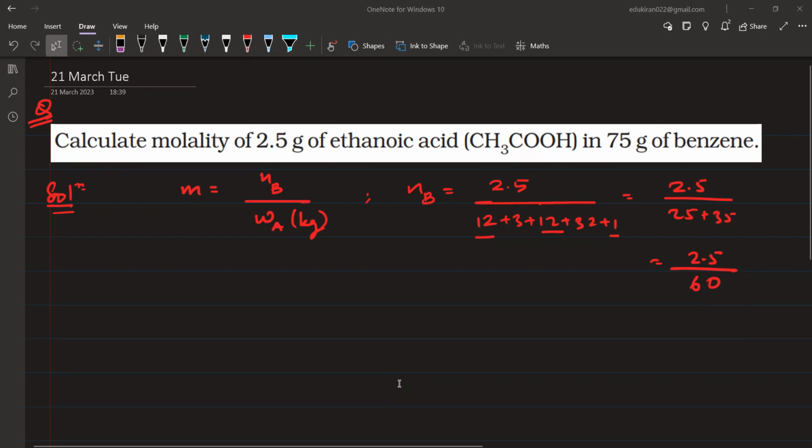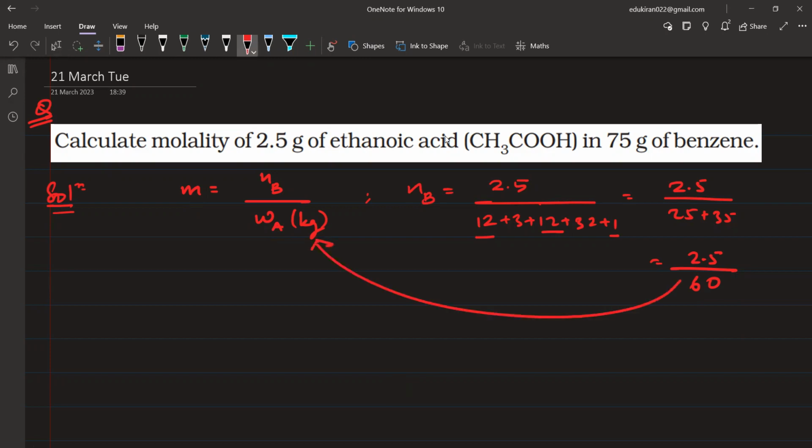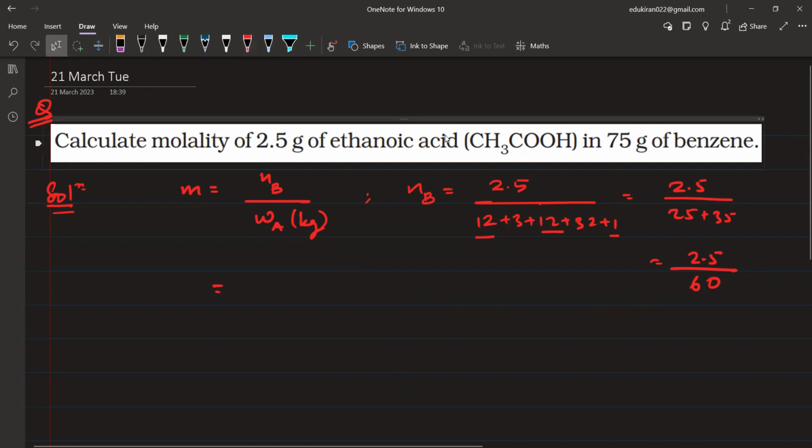Okay. Now you don't have to do anything after this. ठीक है? इसको decimal में please मत कीजिएगा because you have to use this in another equation. ठीक है? तो वहीं पे जितना ज्यादा आप decimal में convert करने की कोशिश कीजिएगा उतने ज्यादा mistakes हो जाएंगे. If you don't convert it into decimals, you will write number of moles is equal to 2.5 divided by 60 into the mass of benzene. The solvent is equal to 75 gram.